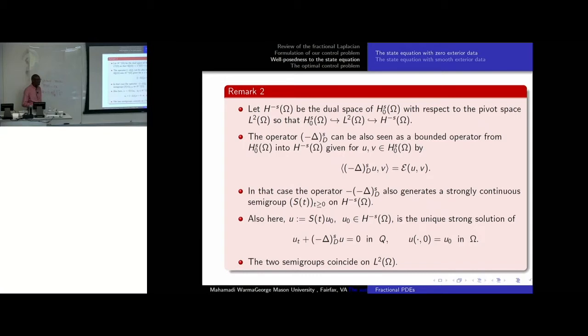Then in this case, you can also solve the Cauchy problem by taking u_0 in the dual space. It is only given by the semigroup applied to u_0. This means that our Cauchy problem, you can solve it if f is in L2 or if f is in the dual space, depending on which kind of solution you want.